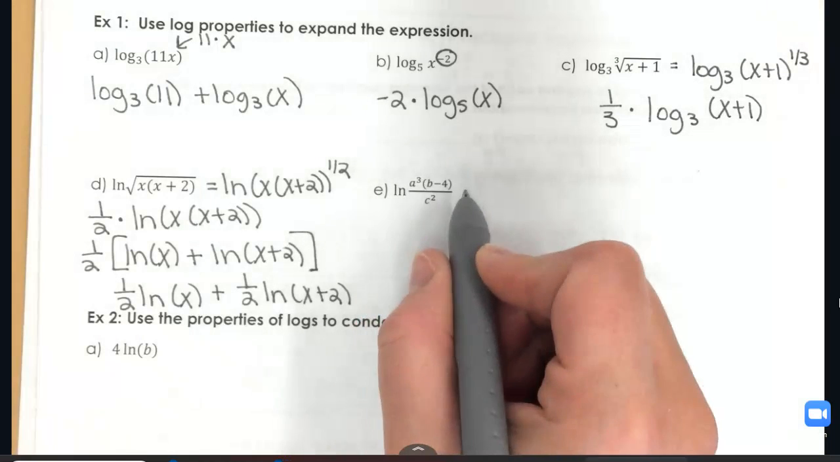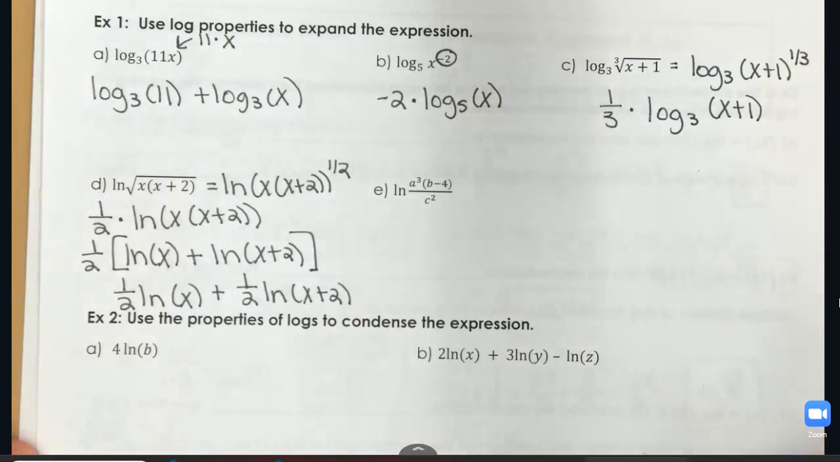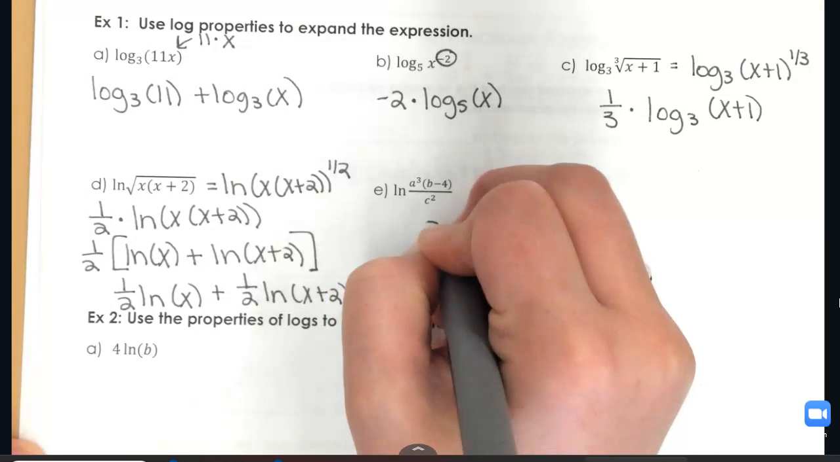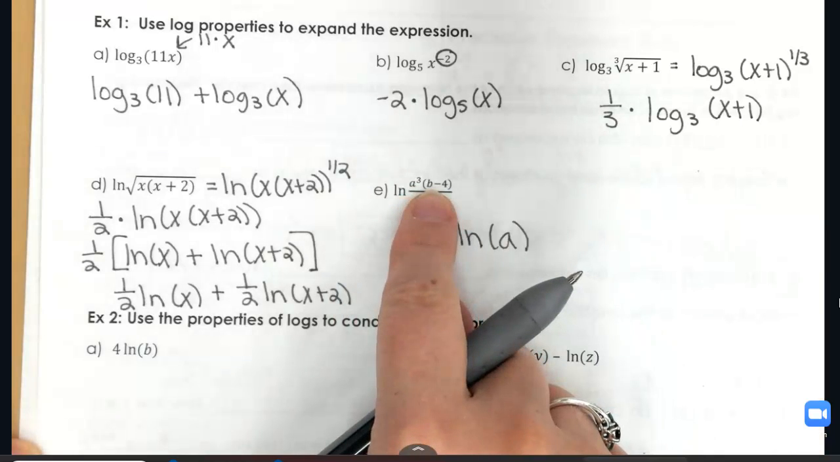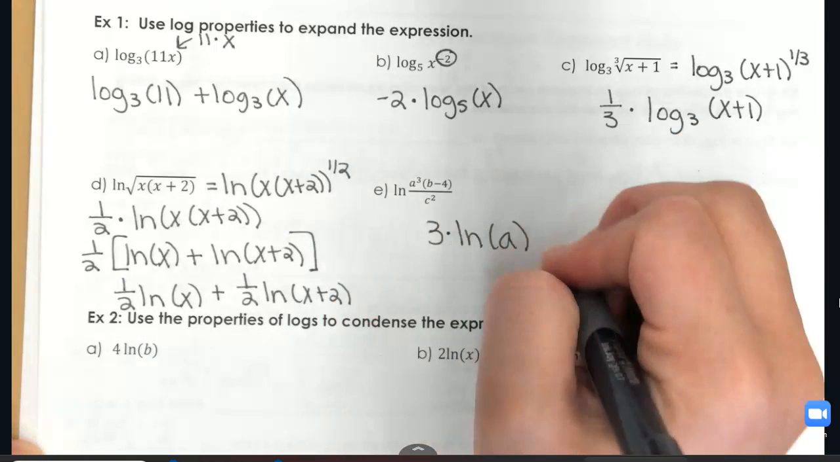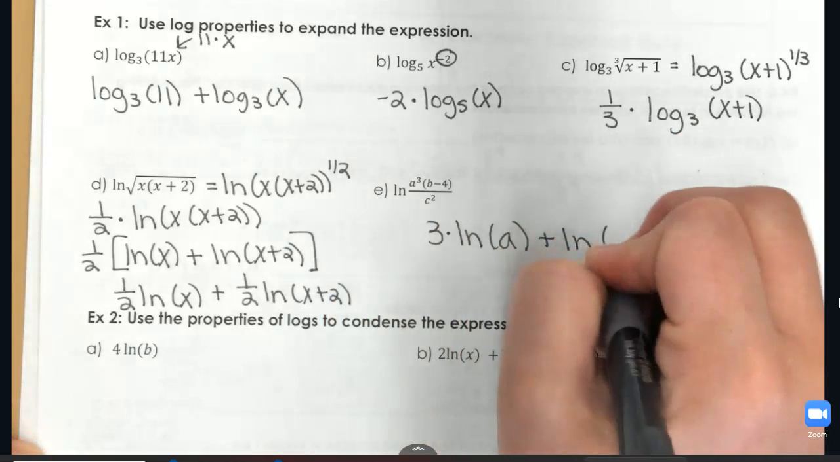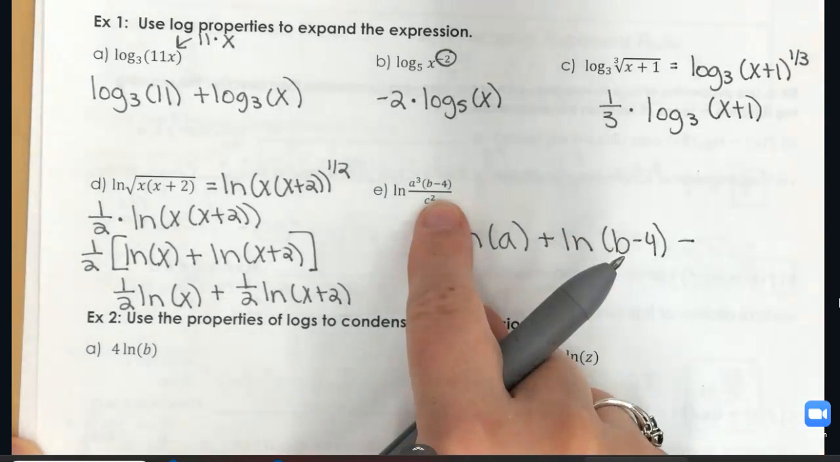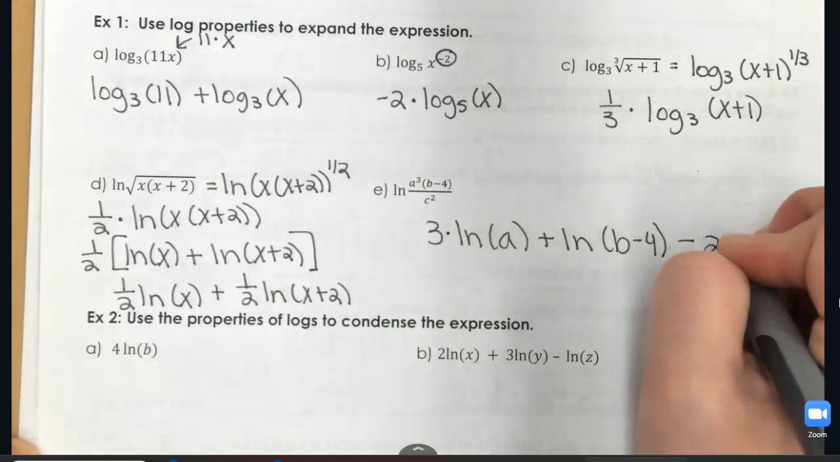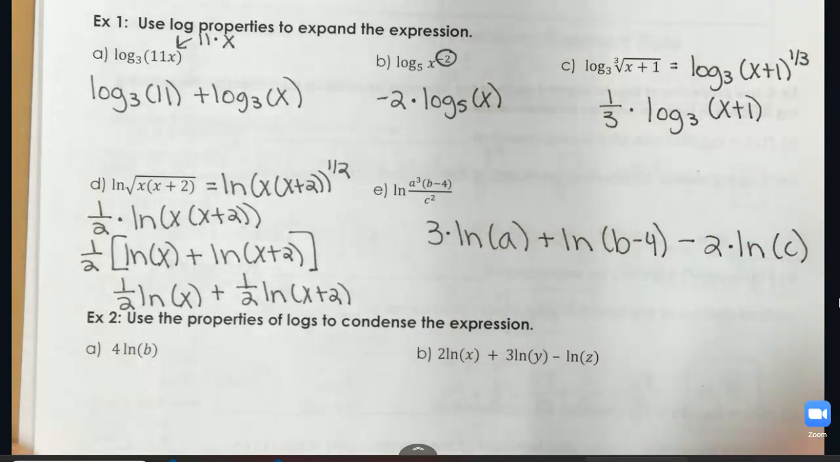Okay, last one. We've got 3 things going on here, starting with the a to the 3rd. That would be 3 times the natural log of a. That's being multiplied by the natural log of b minus 4, so I can add natural log of b minus 4. Then I have a denominator here, so that means I can subtract. This one also has an exponent, so I can bring that 2 to the front, and that will just leave me with natural log of c.